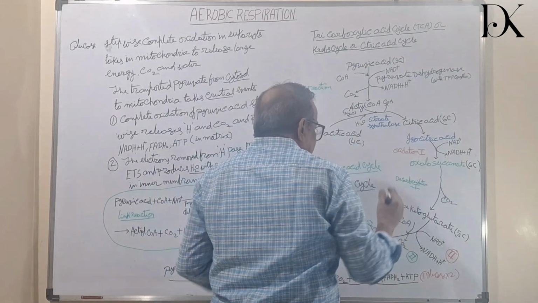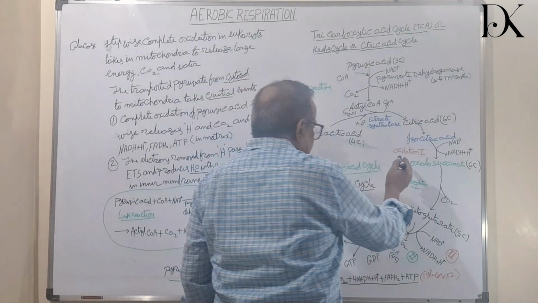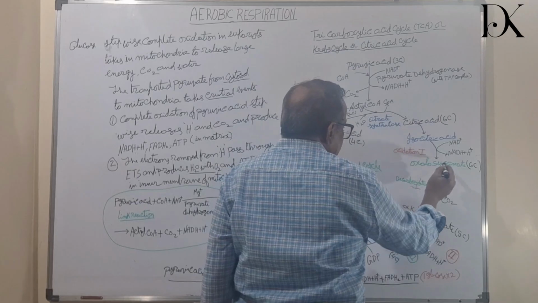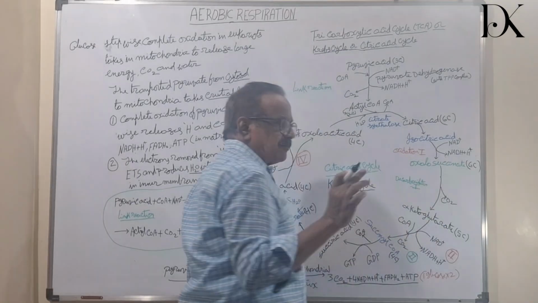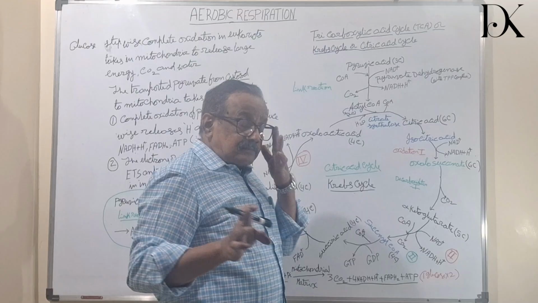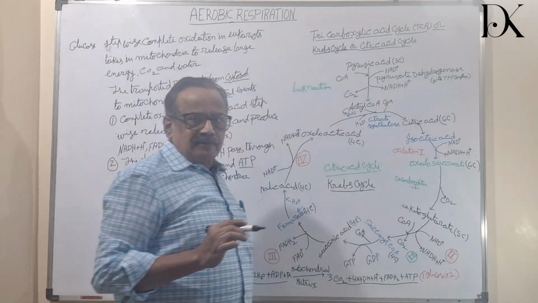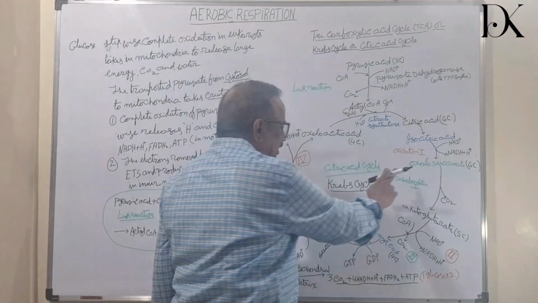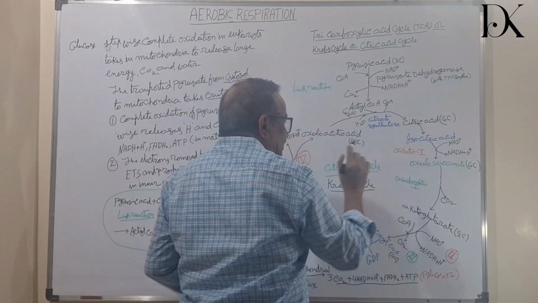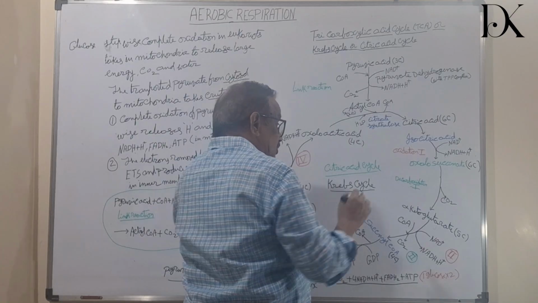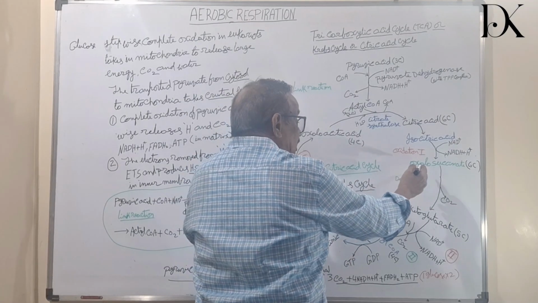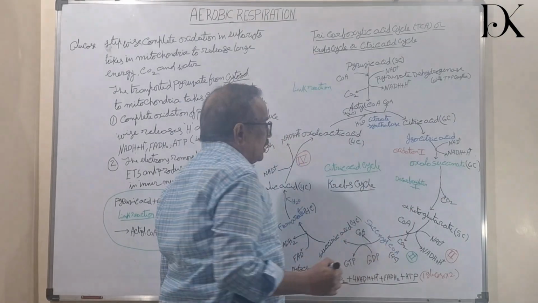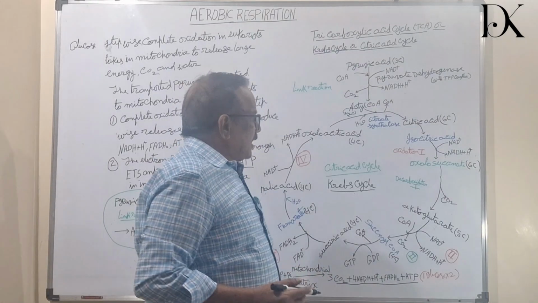So isocitric acid will be oxidized and forms oxalosuccinic acid. It is not present in the text, but for your convenience I wrote it. This is the only step I have given. Oxalosuccinate is a 6-carbon compound. This is not necessary to remember. But here, when isocitric acid is converting into oxalosuccinate, one oxidation takes place.